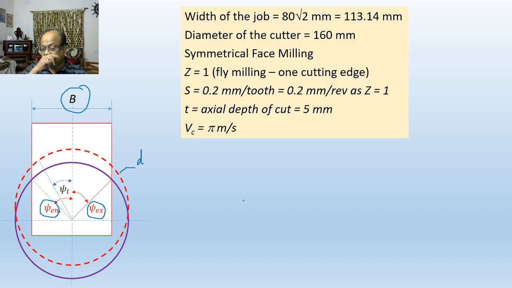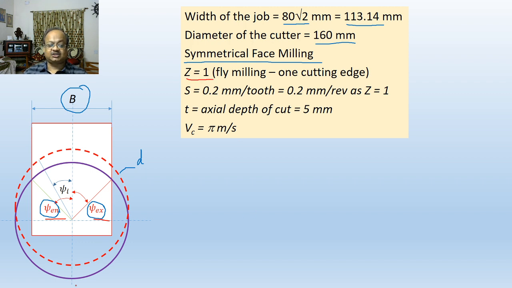Now let us look at the numerical data. The width of the job is 113 millimeter, which is 80 root 2 millimeter. We have taken this for getting some typical values of entry and exit angle. The diameter of the cutter is 160 millimeter. It is symmetrical face milling. That means the center line of the job and the center line of the cutter coincide, and the numerical values of the entry and exit engagement angles would be the same.